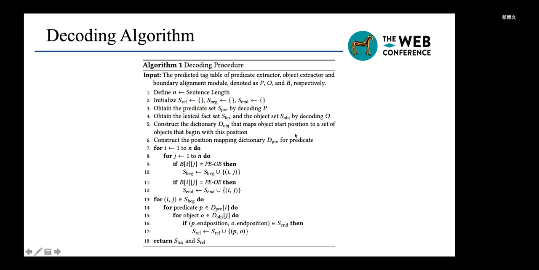Formally, the decoding process is summarized in Algorithm 1. In the beginning, we extract all the detected predicate lexical facts and objects and put them into the corresponding sets. Next, we construct a dictionary d_predicate, which maps the beginning position of each predicate in S_predicate, the set of predicates, to the corresponding predicates starting with this position. Similarly, we can construct the dictionary d_object that maps objects' start positions to a set of objects that begin with this position.